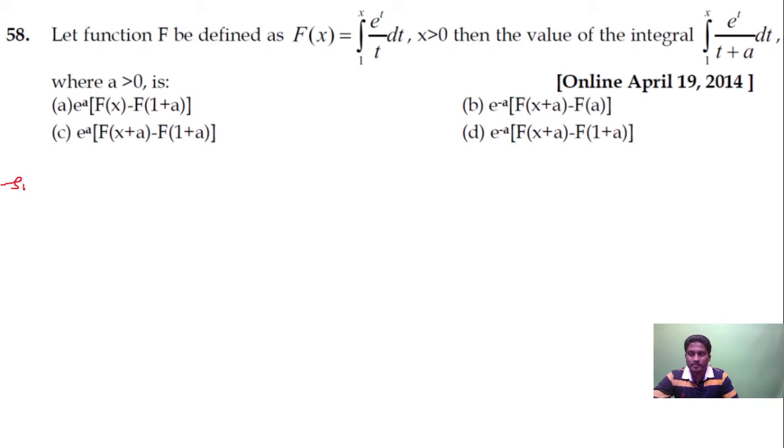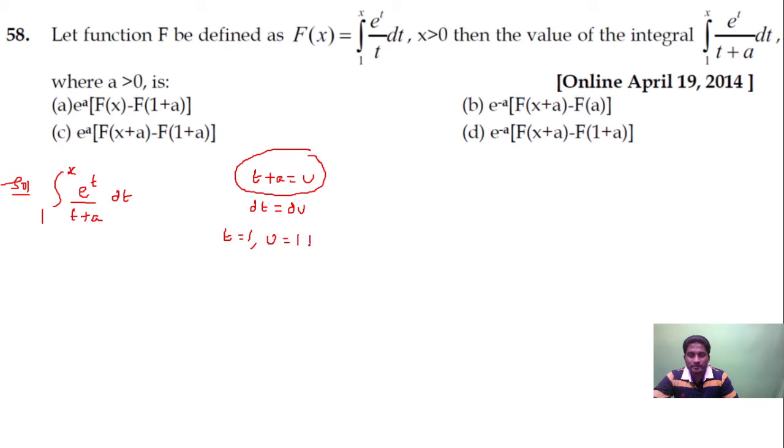Okay, now follow carefully. I take this integral 1 to x, e to the power of t divided by t plus a, and then this is dt. I'm going to put t plus a equal to u. So I get dt is equal to du. Even the limits will change. When t is equal to 1, u is equal to 1 plus a. When t is equal to x, u is equal to x plus a. Okay, so this is equal to integration of, this is 1 plus a.